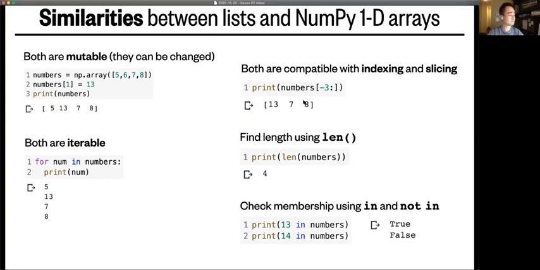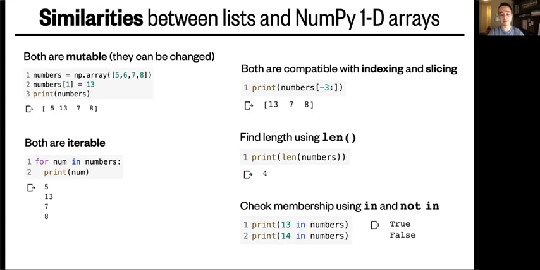which gives us just 13, 7, 8. And like lists, arrays are iterable, so you can iterate over them in a for loop like this one. Both arrays and lists have lengths, which, as you saw before, you can check using the len function. And for both of them, you can also check membership using the keywords in and not in. So for example, 13 in numbers evaluates to true, while 14 in numbers is false because 14 is not in numbers.